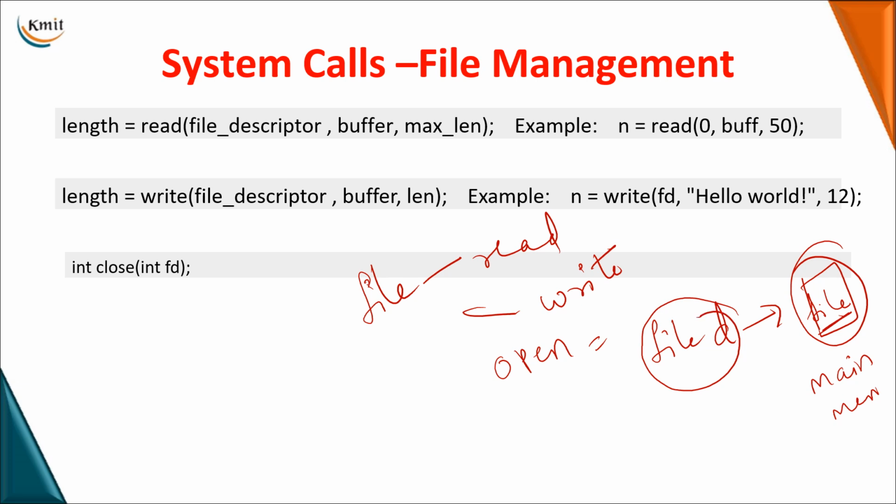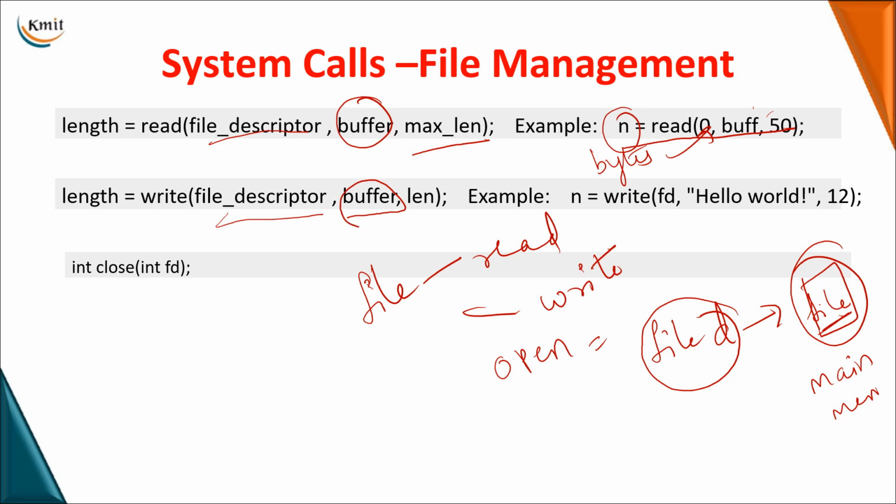So when you are reading a file, you just mention your file descriptor, and whatever you are reading will be stored in your buffer, and this buffer will be specified with the maximum length. You can just see the example here. n = read(0, buffer, 50), where 50 is the size of your buffer, and the return value of read is the number of bytes that have been read into the buffer. Similarly, when you want to perform write operations, specify the file descriptor as one of the arguments. You write the data.